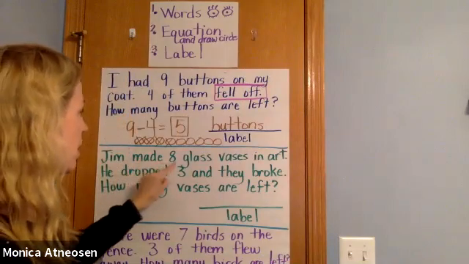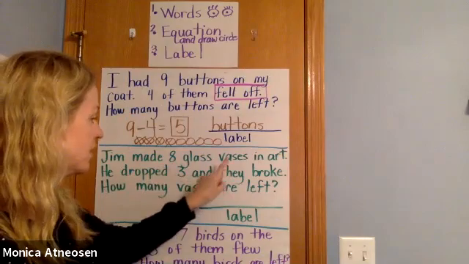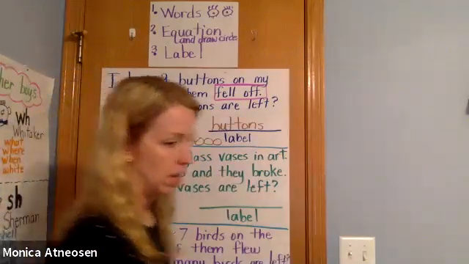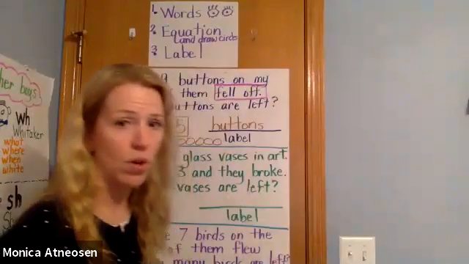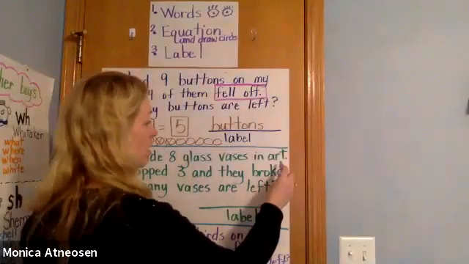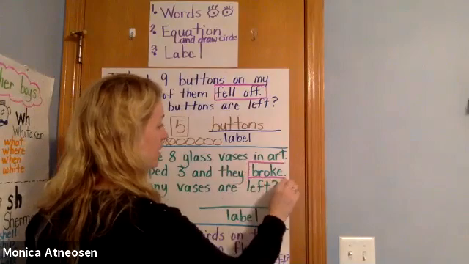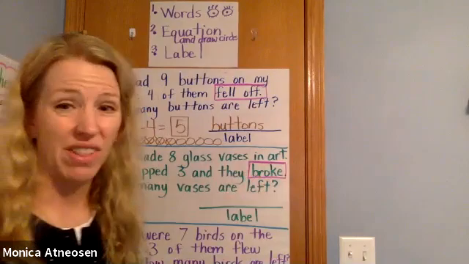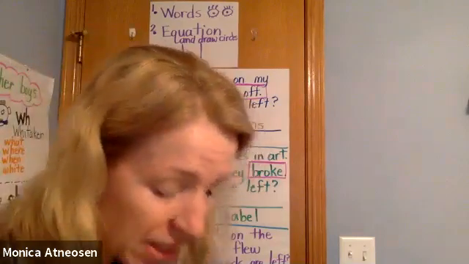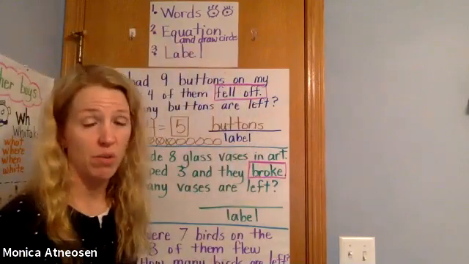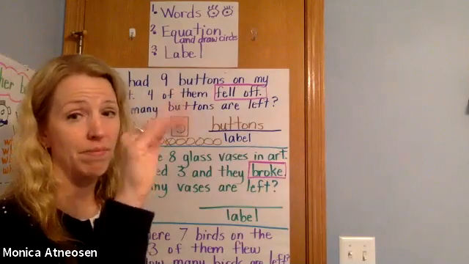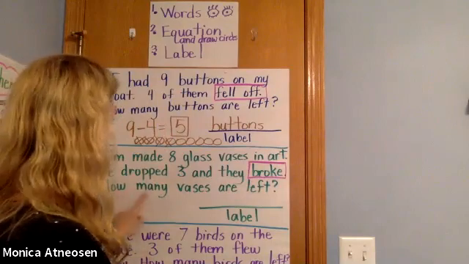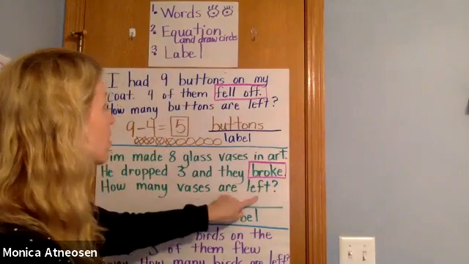Jim made 8 glass vases in art. He dropped 3 and they broke. Can you imagine these glass vases? And what happens when you drop something made out of glass? It breaks and you can't put it back together. So in this story problem, bye-bye to those vases. They are broken and they can't be fixed. How many vases are left?